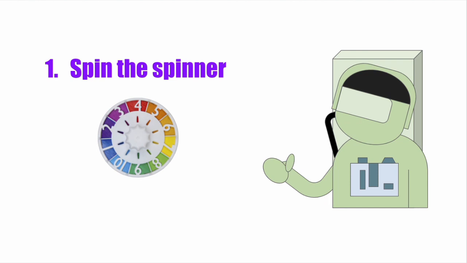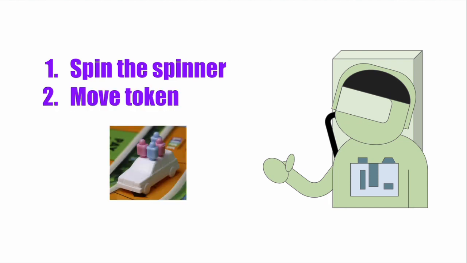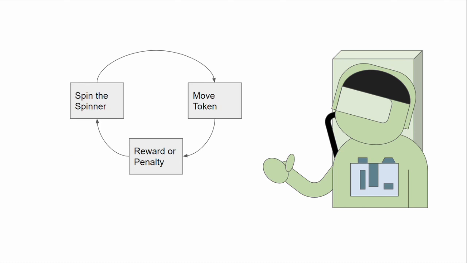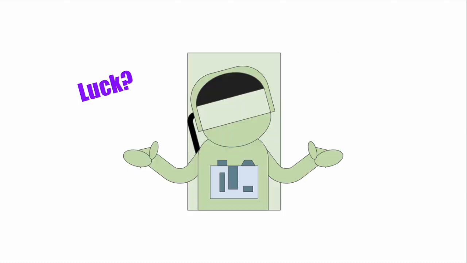First, the player spins the spinner. Then, they move their token on the board. And then, depending on where you land, you either get a penalty or a reward. Or you have to make a decision that leads to a reward or penalty later. Simple, really. But where does the fun come from? Looking at this deceptively simple loop, it's hard to imagine that the game of life would be fun at all, right? I mean, it is just a game of luck, isn't it?